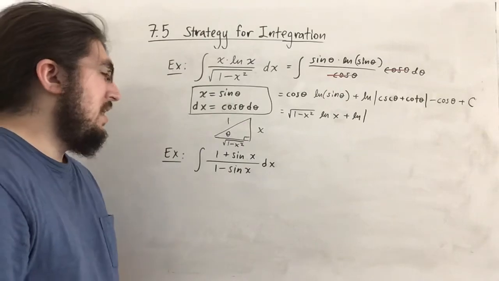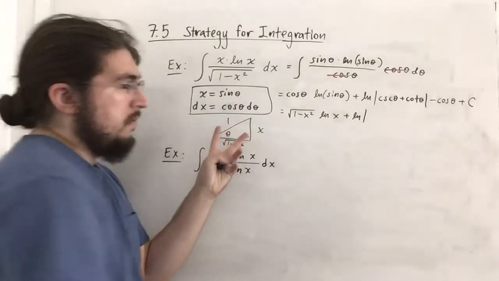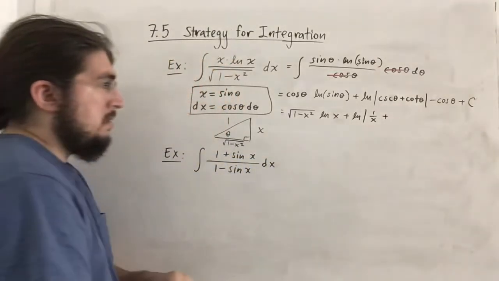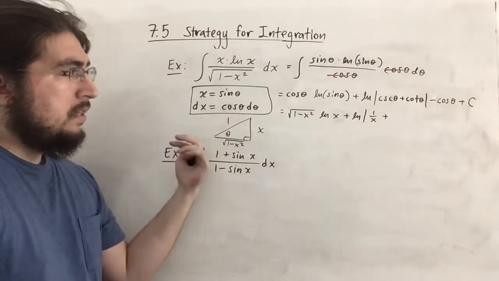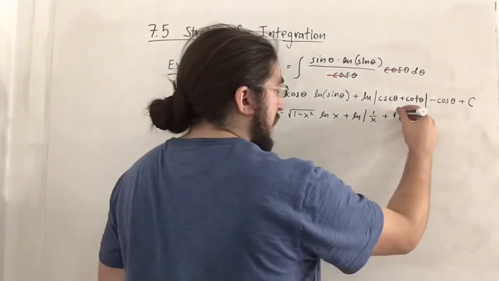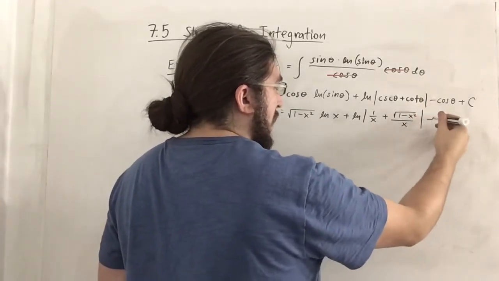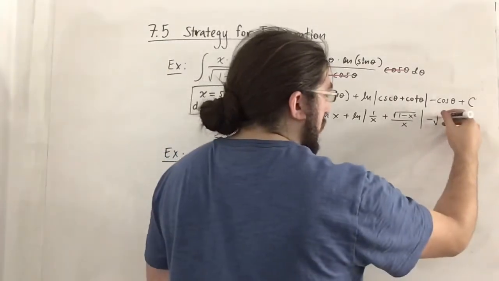Great. What's cosecant? Cosecant is the reciprocal of sine, which is 1 over x in this case. Cotangent is, well, tangent is x over the radical. Cotangent is the other way around. So it's going to be the radical over x. So we have the radical over x, like this. And then cosine, again, is just that radical part.